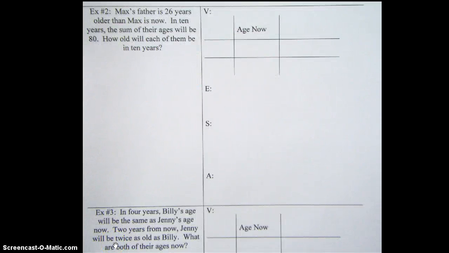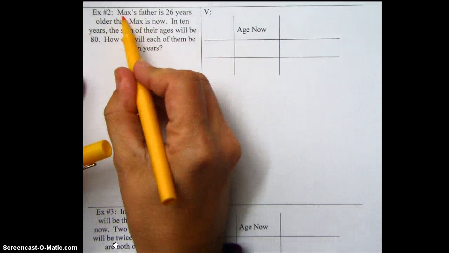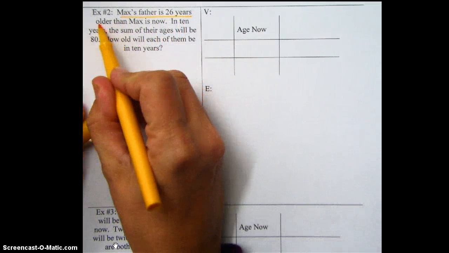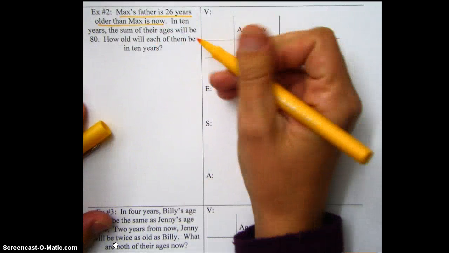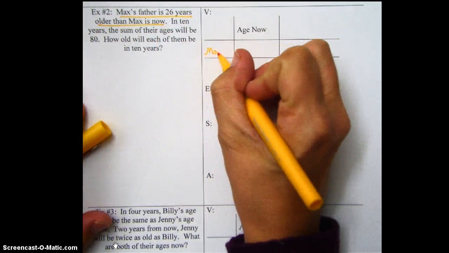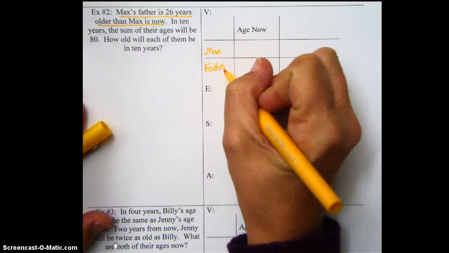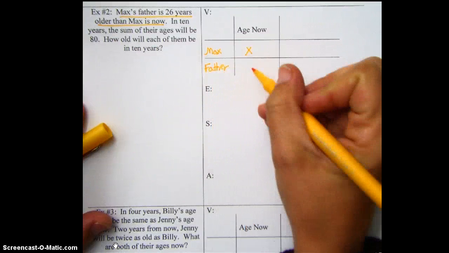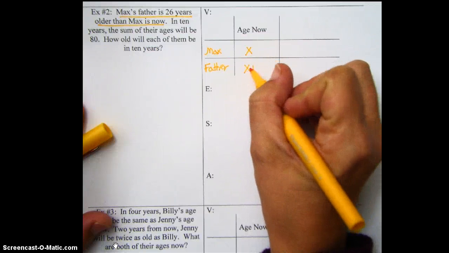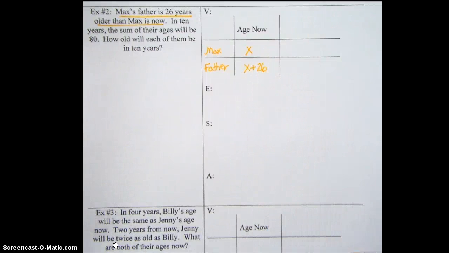Let's look at the second example. The very first sentence tells us that Max's father is 26 years older than Max is now. So our 2 people are Max and his father. Max is younger, so he'll be our X, and the father gives us X plus 26 because older implies addition.